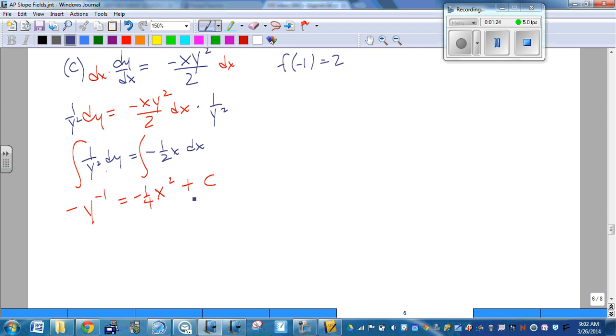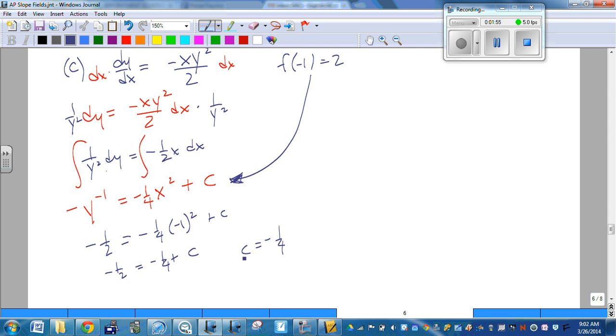Then we need to solve for c. So we're going to use our given information about that point and plug it in to figure out what c is. So if we put 2 in for y over here, we get negative 1/2 equals negative 1/4 times negative 1 squared plus c. So negative 1/4 plus c equals negative 1/2. You can add 1/4 to both sides and we get c equals negative 1/4. So this is another point. So that's our 5th point for this problem.